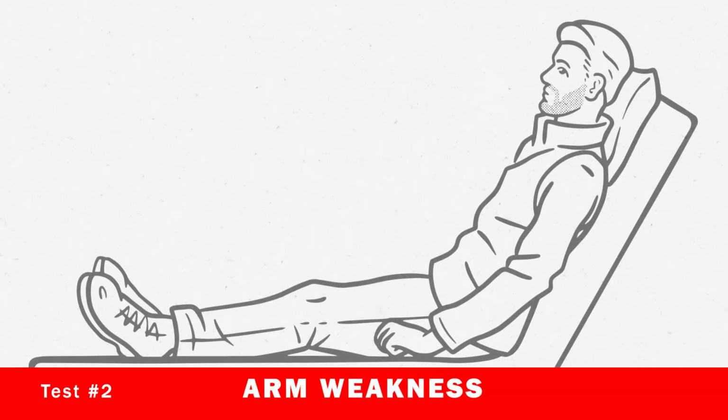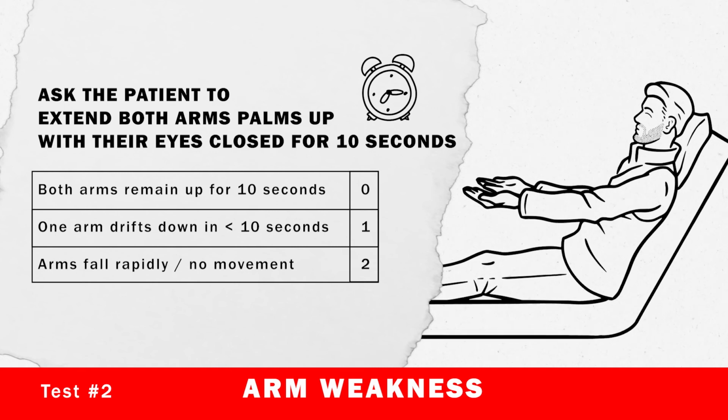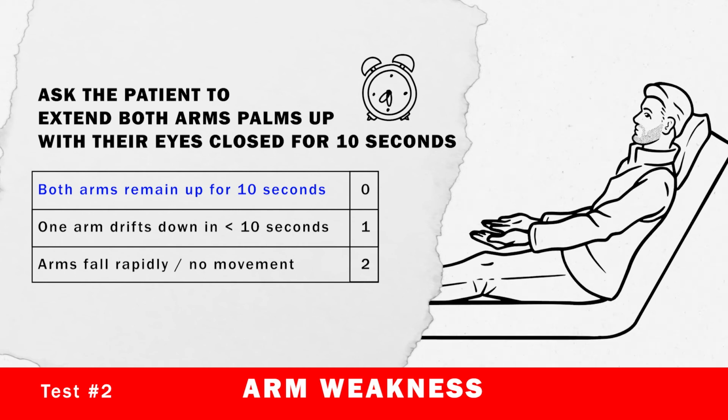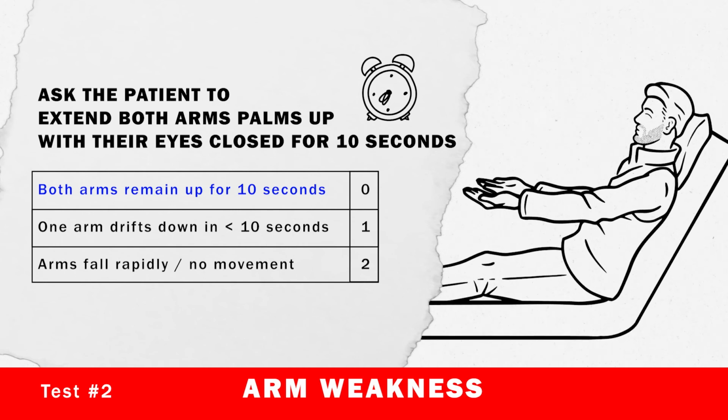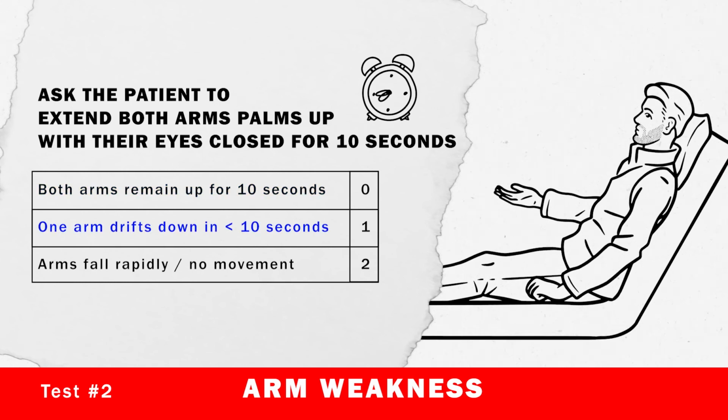Next, we measure arm weakness. Ask the patient to extend both arms out in front of them with their palms facing up, close their eyes, and hold them there while counting to 10. If both arms remain up for 10 seconds, no points will be added. If the patient can raise both arms but one drifts down in less than 10 seconds, we will add 1 point. If one or both arms cannot be lifted or there is no movement at all, we will add 2 points.